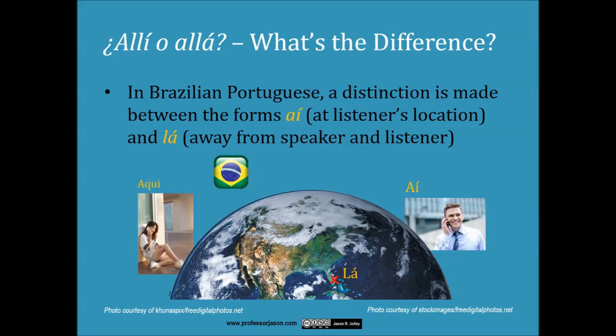So again, our woman in Asia is going to say, what's the weather like there where you're at? She's going to say, ¿Cómo está o clima aí? And he's going to understand that that's here where I'm at. But if they switch topics and start talking about Miami, they're both going to say, o clima é muito bom lá, right? Because it's removed from both of them. But again, that's in Portuguese. In Spanish, what matters only is distance from the speaker. And if something's far away, you can use allí or allá.